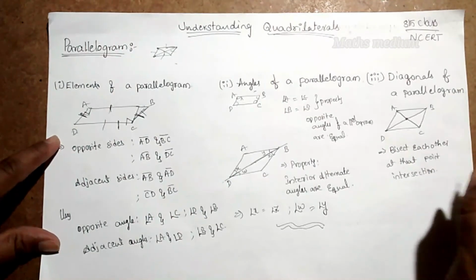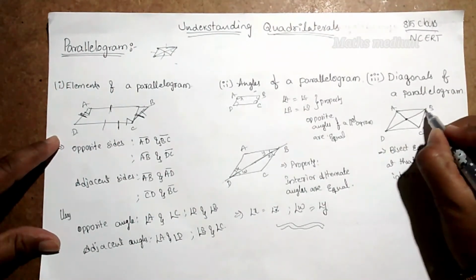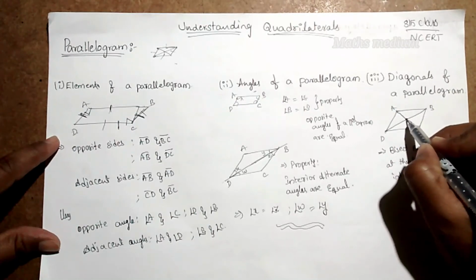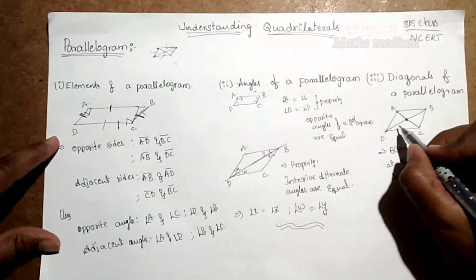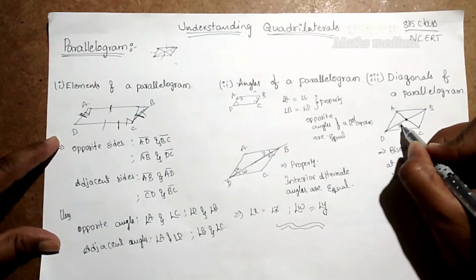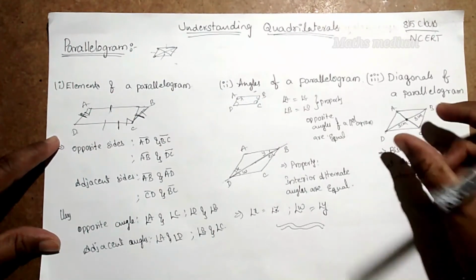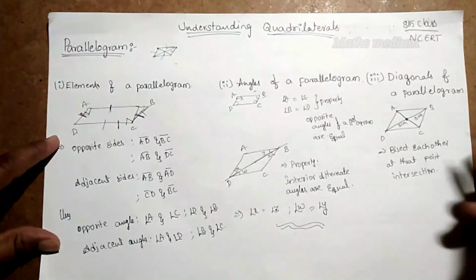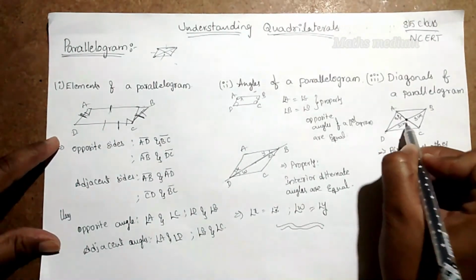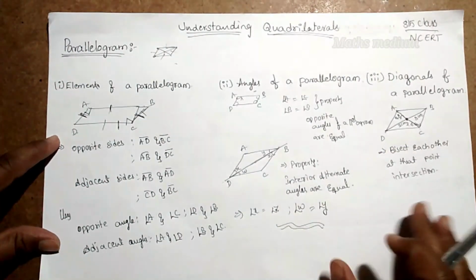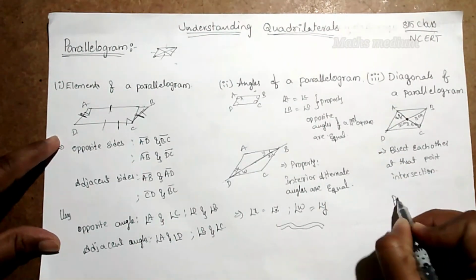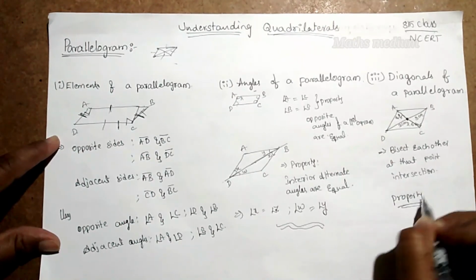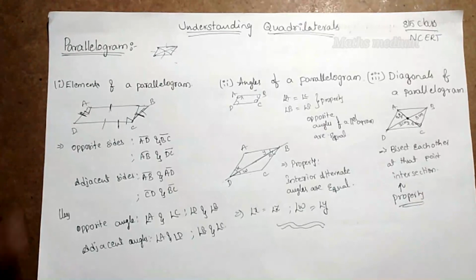I am explaining clearly. If you make a diagonal with B and D and another diagonal with A and C, they are meeting at a point. This is the point. They are bisecting each other. Bisecting means if you take this line as 6 centimeters, here 3 centimeters and 3 centimeters, that line must be divided into equal measurements. Similarly here, if you take 5, this is 2.5 and this is 2.5 centimeters. So that is the diagonals of a parallelogram bisecting each other. This is the property of a parallelogram: diagonals of a parallelogram bisect each other at the point of intersection.